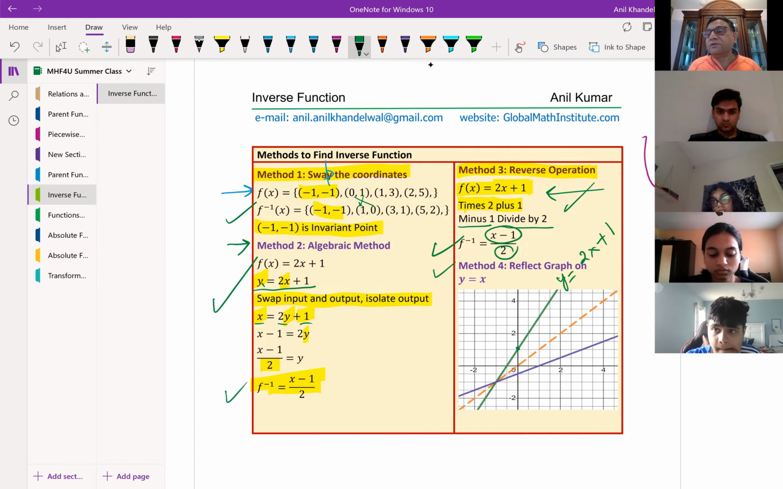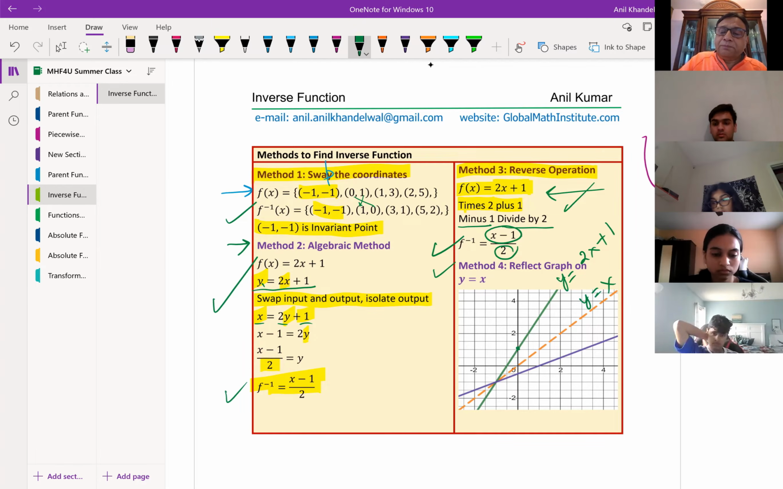How do we find inverse from the graph? We have to find the mirror image over y equals x, reflected on the line y equals x, to get the inverse of a function. So reflection on the line y equals x gives you the inverse. I will show you how.